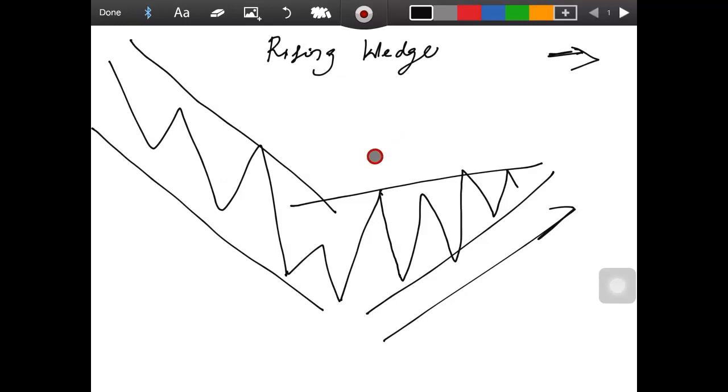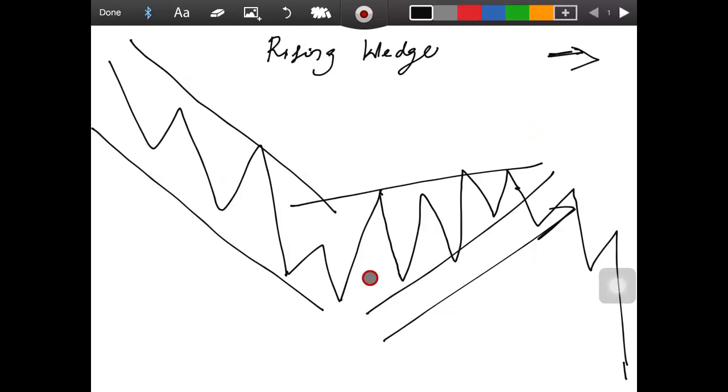Continuation pattern means that after a fall, it will have a small pullback, and that pullback happens in the form of this rising wedge. If it follows all the principles of technical analysis, we're expecting the rising wedge to break down and continue. I'll cover the difference between a reversal pattern and a continuation pattern in the next video, so you don't mix it up.